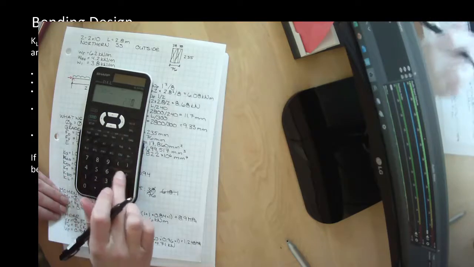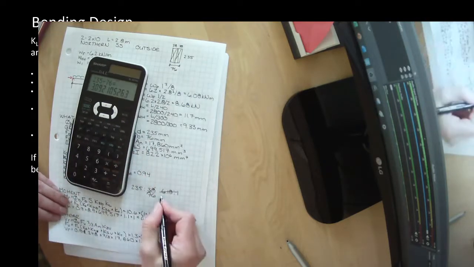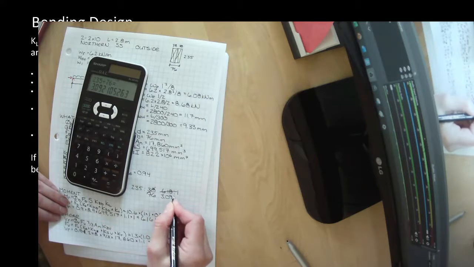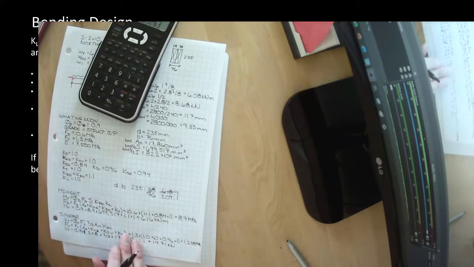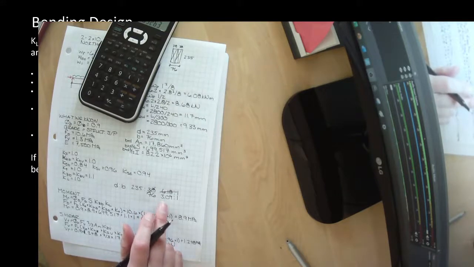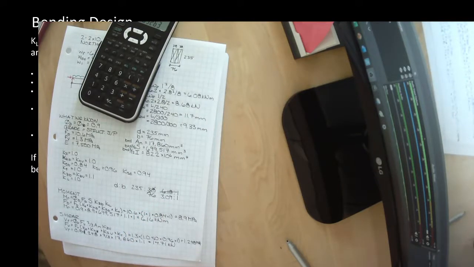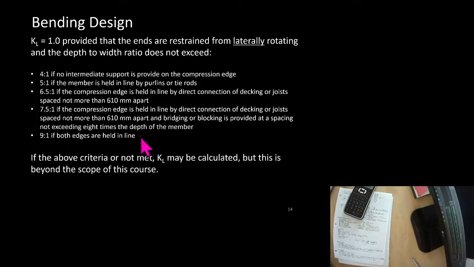So 235 divided by 76 is 3.09 to 1. So that was just a mistake on my part because I got distracted. We had just done our grading, but I was just thinking about it, and this should actually be 3.09. That means that easy peasy, we have met the minimum requirements here. We don't even have to think about it. We don't have to worry about lateral buckling on this thing. It's just going to work for us.